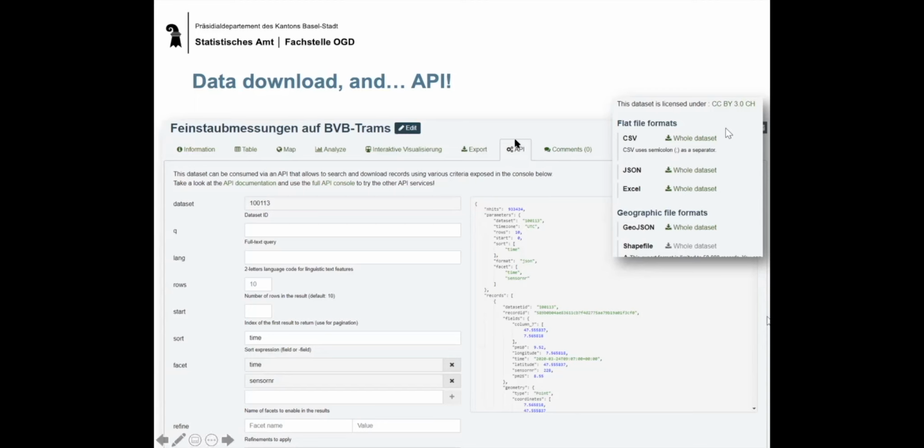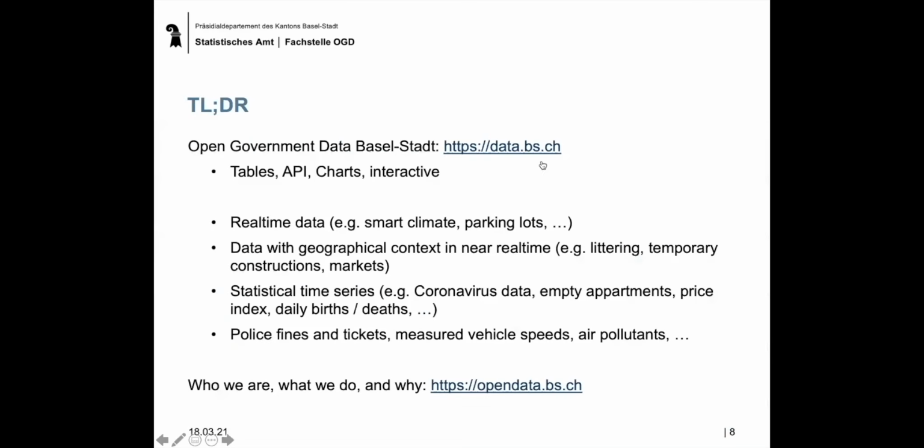Then we also have an API here. You can put together your API call using this nice user interface, or you can just do it like a real programmer and use the command line. Good. That was a very short TLDR. Too long, didn't read. If you have a bit more time, just two more things here.